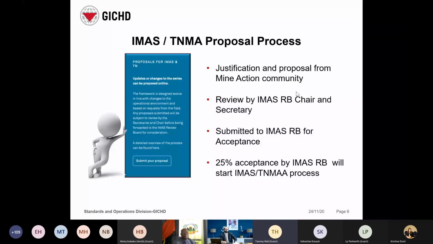You only need 25% of positive votes inside the IMAS Review Board to actually start the process of initiating new content, which doesn't mean that it will necessarily be accepted, but that you can start the process of discussing it. And obviously, a lot of the content we're seeing here is very mature, so one would imagine that that process would be very much shorter, and the discussion about what is required inside IMAS would be all the richer from the get-go.